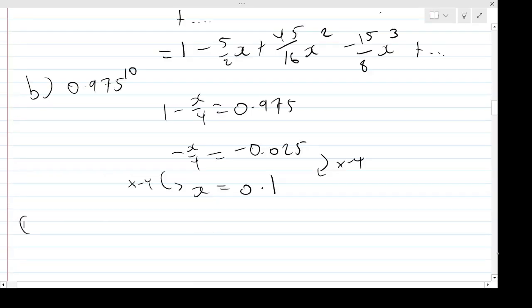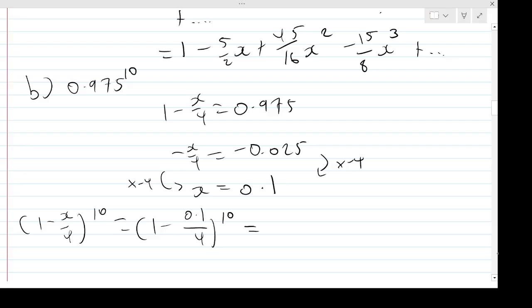1 minus x over 4, then, to the 10. That's going to be 1 minus 0.1 over 4, to the 10, which would be, well, 1 minus 0.1 over 4, indeed, gets me 0.975 to the 10.